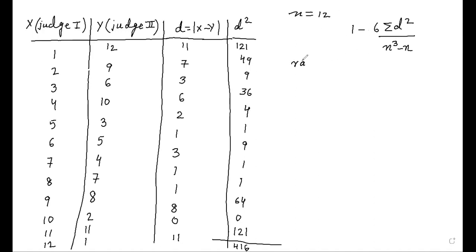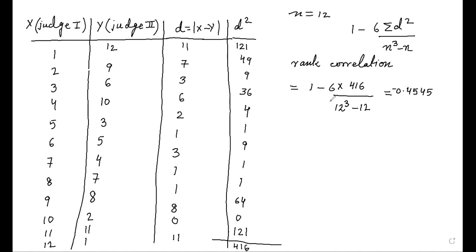So the rank correlation between the two judges is equal to 1 minus 6 into summation d square, that is 416, divided by n cube minus n, where n is 12, so 12 cube minus 12. If you evaluate it, it comes out with a negative value, minus 0.4545.